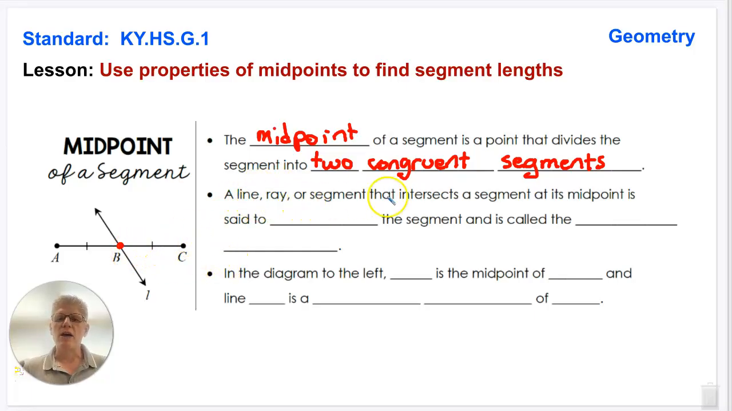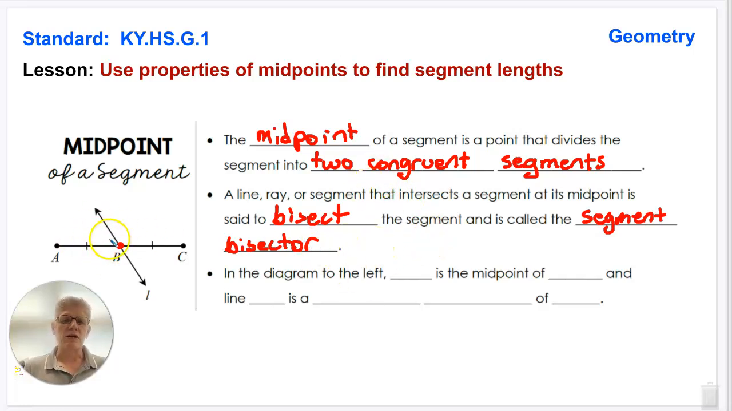A line, ray, or segment that intersects a segment at its midpoint is said to bisect, or cut in half, the segment, and is called the segment bisector because it bisects the segment.